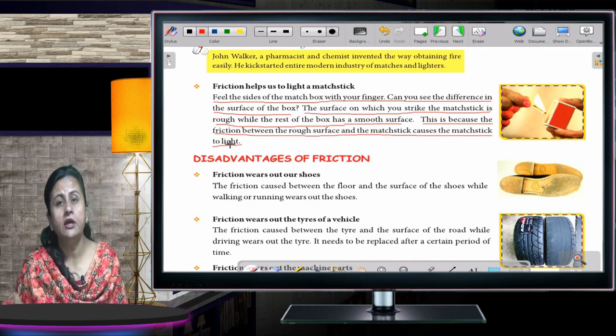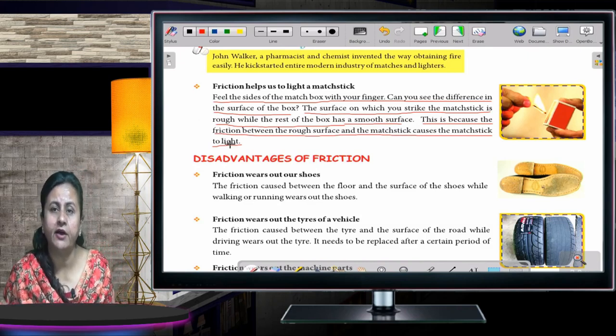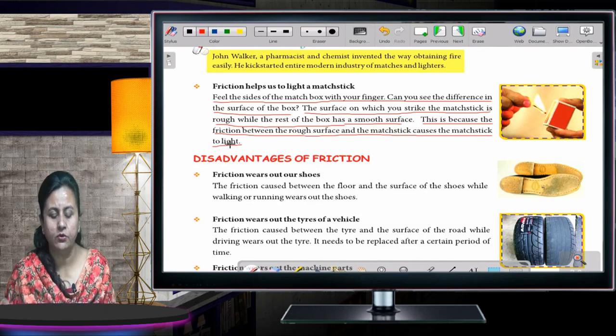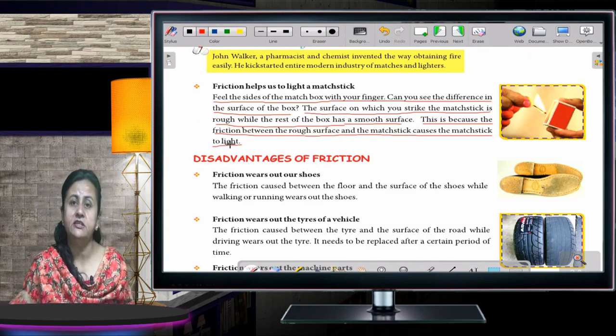Okay, now as I told you, everything has got an advantage and a disadvantage of its own. So same way, friction has got some disadvantages also.